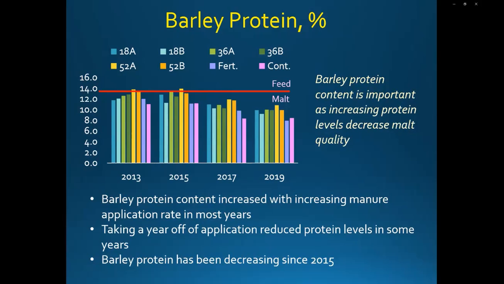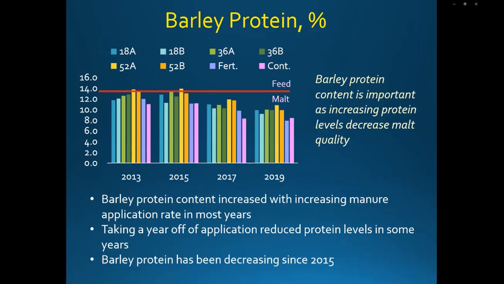So we did see that the barley protein content increased with increasing manure application rate in most years. Taking a year off of manure application, so when we applied manure every other year, that did seem to reduce protein content in those treatments. And it was interesting that the barley protein has actually been decreasing every year since 2015.